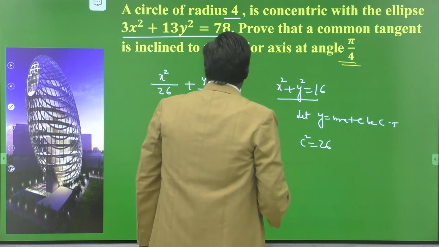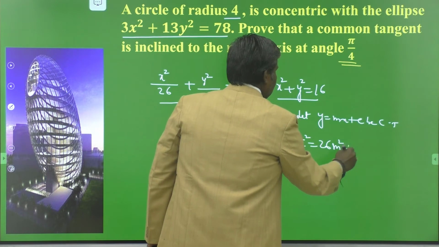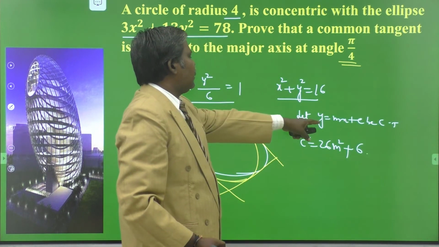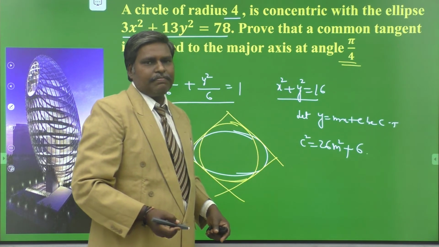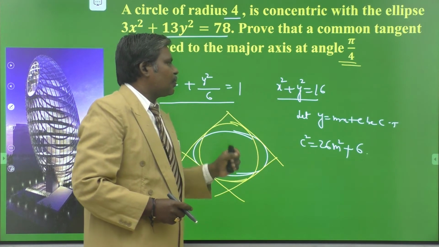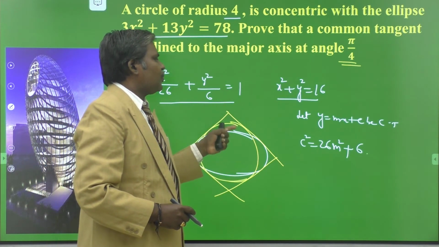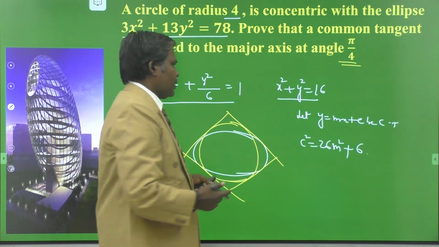What is your a square? 26. a square m square plus b square, b square means 6. This is the line which is tangent to the circle. What is the condition? r equal to d. Radius of the circle is equal to the perpendicular distance from center to the line. After applying that condition, we get c square is equal to a square times 1 plus m square.